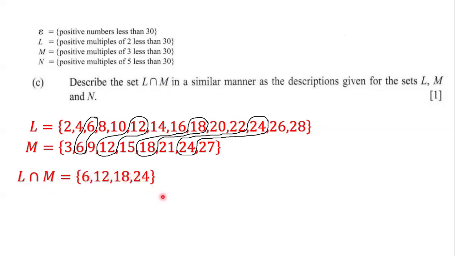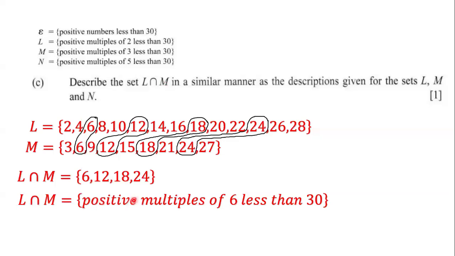And so if we were to describe this set L intersect M in a similar manner as the descriptions given for sets L, M, and N, our description would be the following. Positive multiples of 6 less than 30. Because these are indeed positive multiples of 6 less than 30, and they follow a similar pattern to the way in which the sets L, M, and N are described. And so that's the answer to this question.